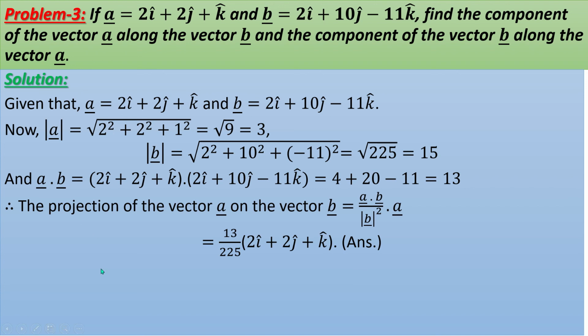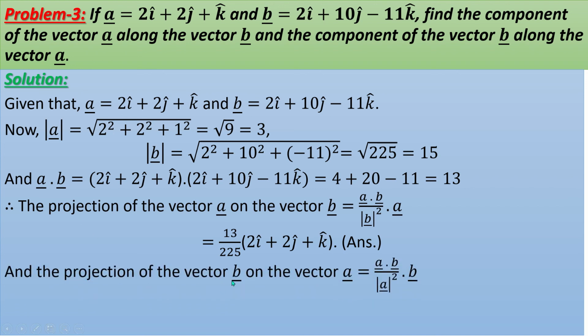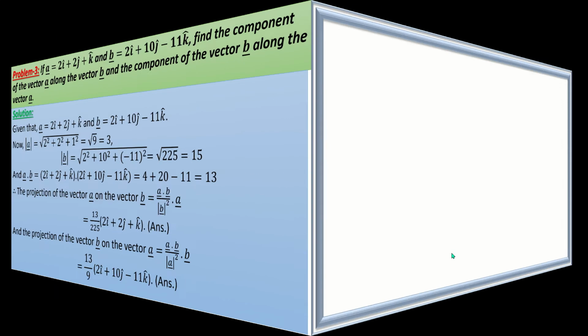Okay, and another part, the component of B on A. The formula will be this. Here it was the absolute value of B square, but here it will be the absolute value of A square, that means 3 square, that means 9. So 13 by 9, and B vector is equal to this. And the component is a vector, as a vector is present here and here. This is the answer. Clear everyone?